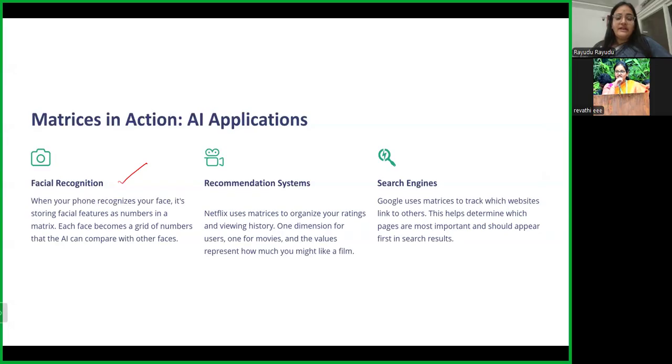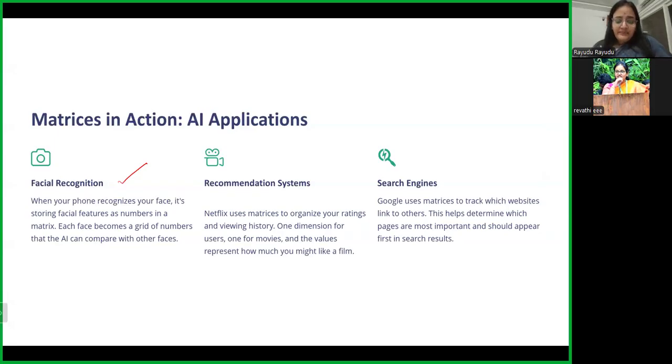If you want to unlock your phone and your face gets captured, and the new matrix is similar to the saved one, your face gets unlocked. All this happens in milliseconds using matrix math. This is how facial recognition applications work.